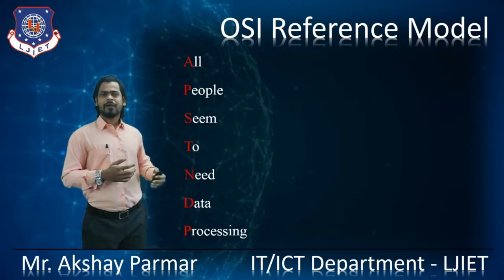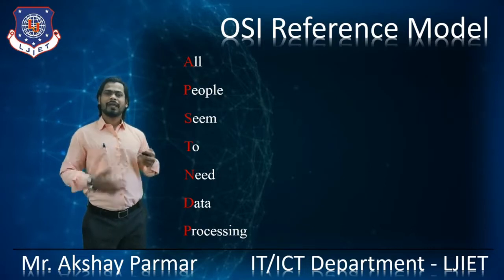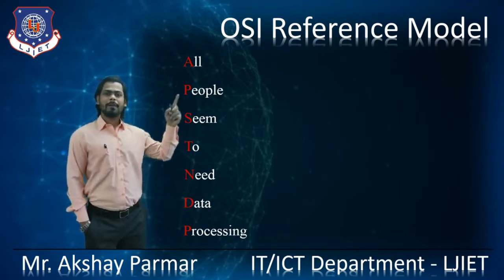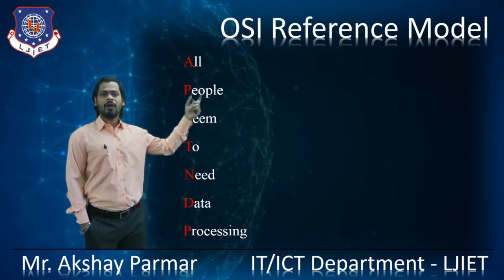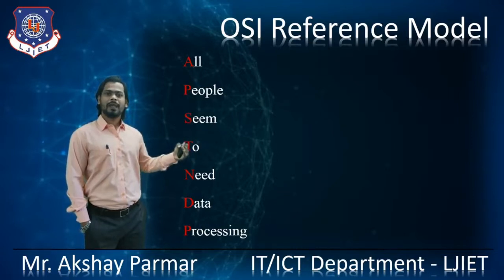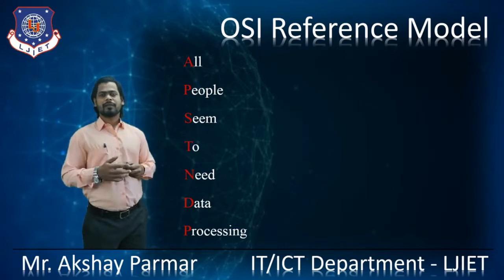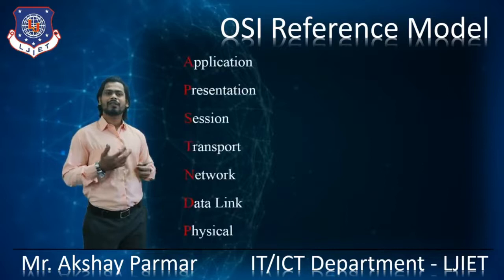By this statement, you can easily remember the sequence of the layers of the OSI. Here we will take the initial from each word in 'all people seem to need data processing.' We will take A from all, P from people, S from seem, T for to, N for need, D for data, and P for processing. By that we can easily remember the sequence of the layers of the OSI reference model.